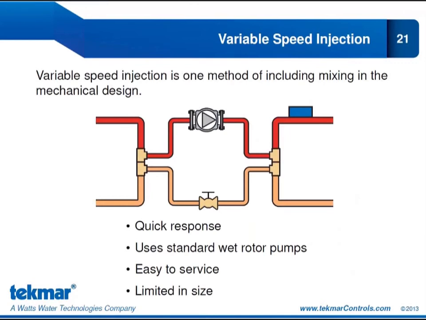Now the benefits of variable speed injection are that it has a quick response. It just uses standard wet rotor pumps and it's very easy to service. However, it is limited in size. So we need less than 2.5 amps and 1/3 horsepower to be able to do variable speed injection.